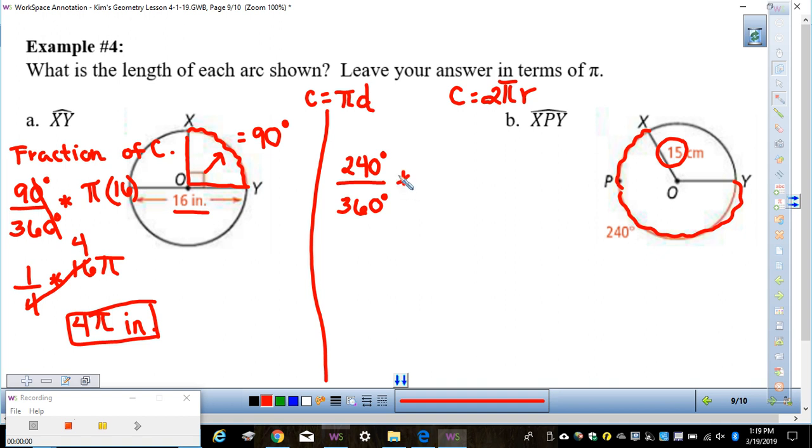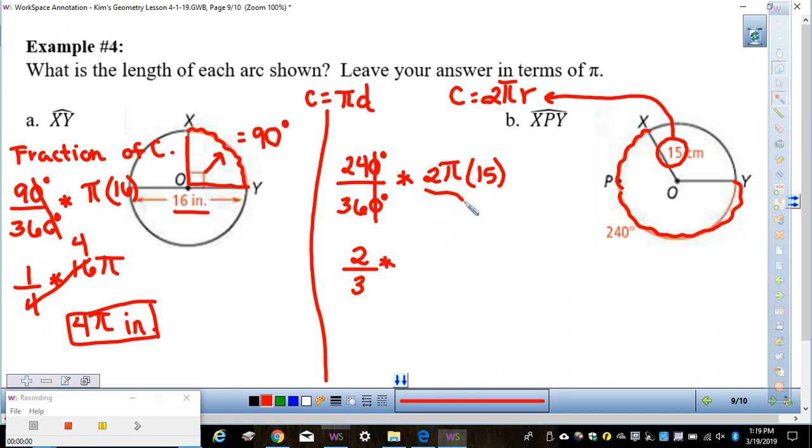And then I'm just going to plug in my 15 centimeter radius into my circumference formula for r. So times 2 pi times 15. And right now we're just going to treat that pi as a variable, so we don't need to touch it. Here again, I can see that the zeros cancel out. 24 and 36 are both divisible by 12. So if I divide 24 by 12, I get 2. And if I divide 36 by 12, I get 3.